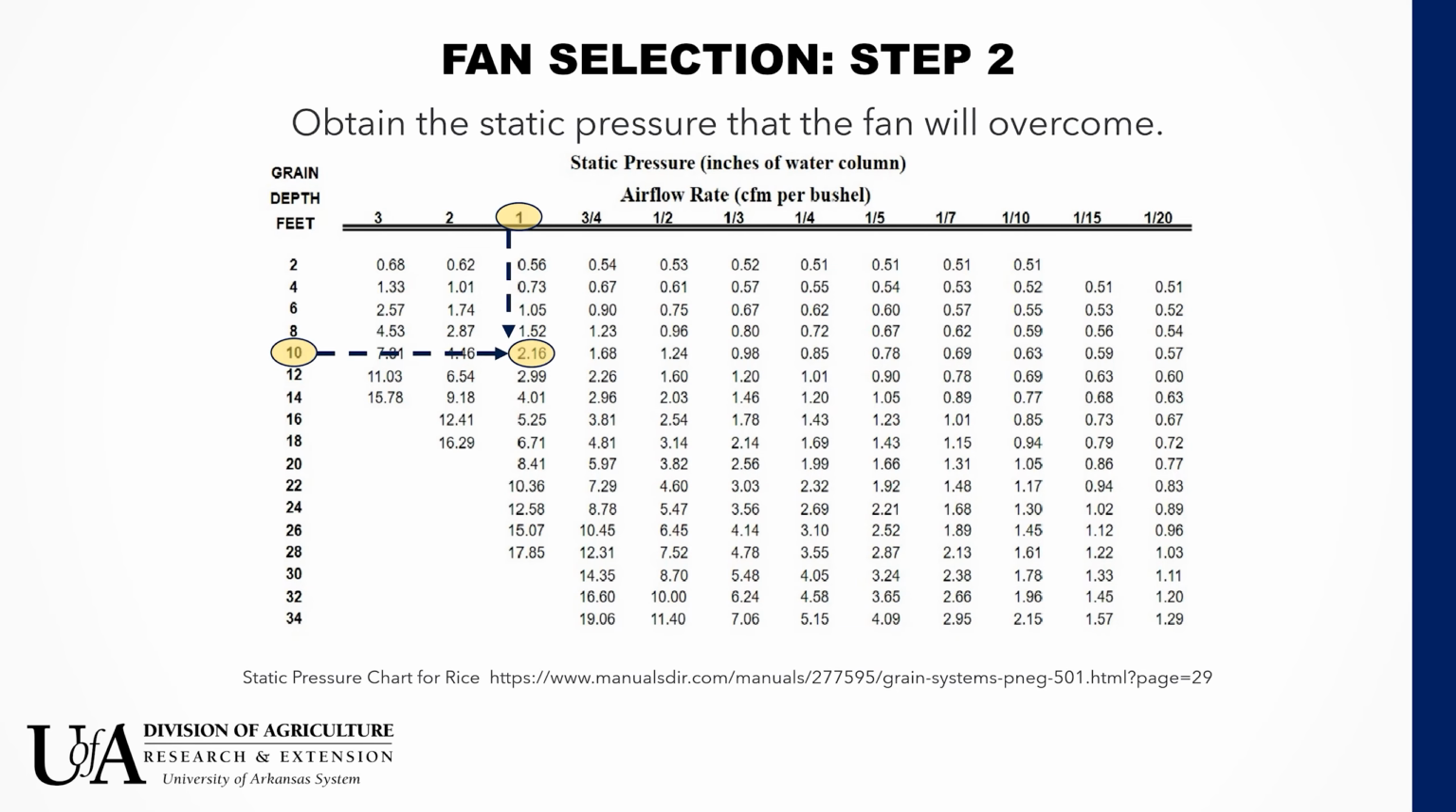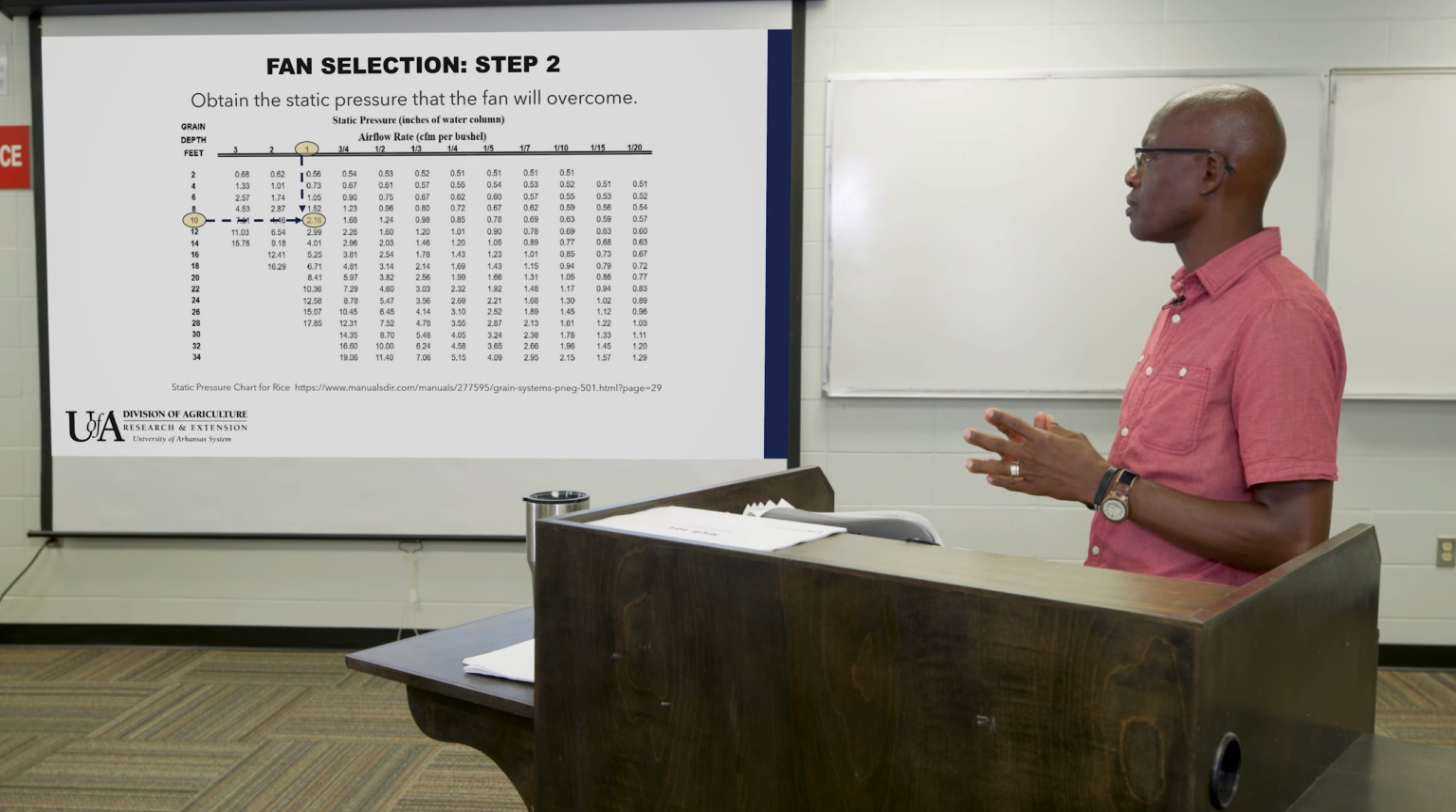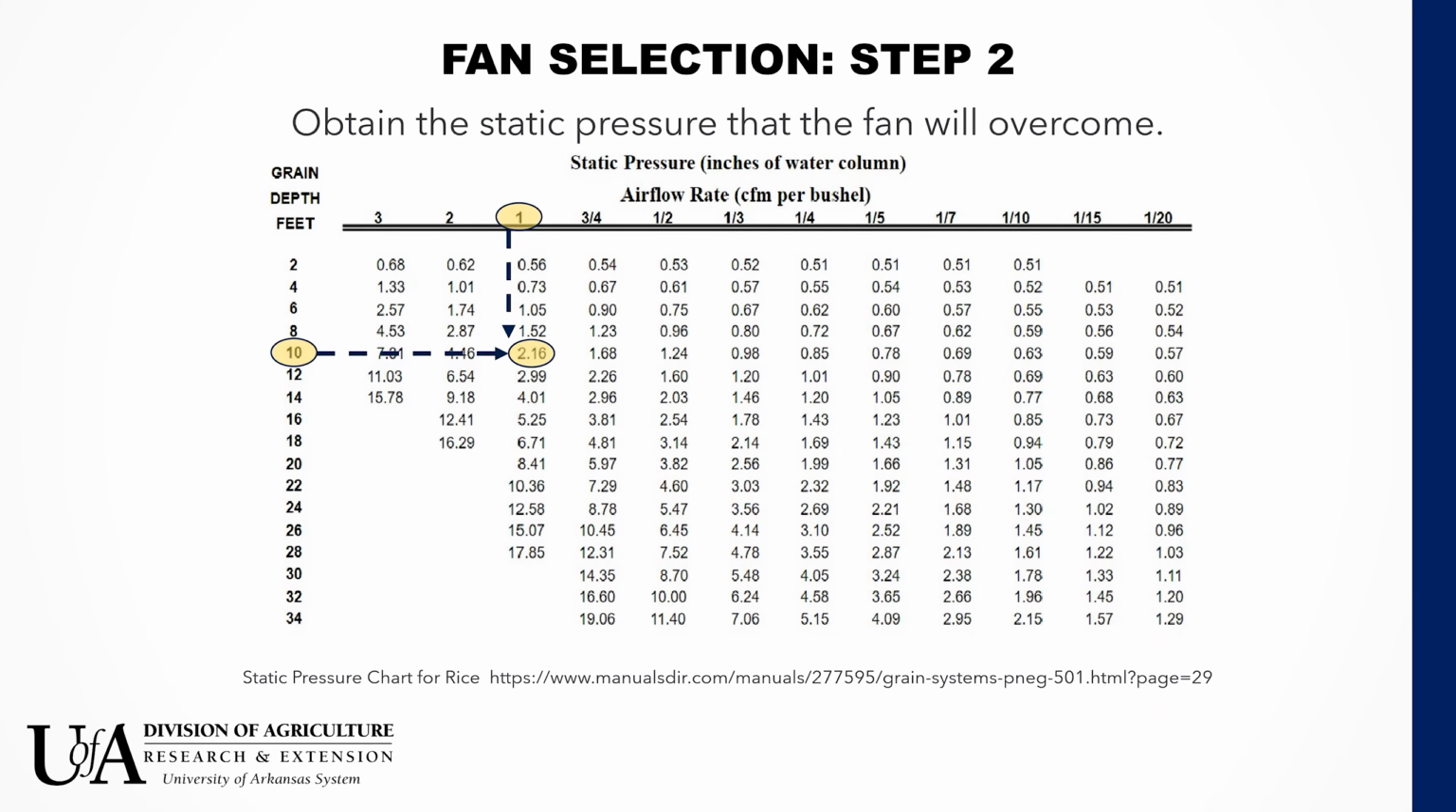In the next step, we need to obtain the static pressure that the fan will overcome. The static pressure, as we've noticed, is dependent on the grain type, the grain depth, and also the airflow rate that we are pushing through the system. If the grain depth is 10 feet and we decide on a design airflow rate of 1 CFM per bushel, we would expect a static pressure of 2.1 inches of water column to be developed in that system.